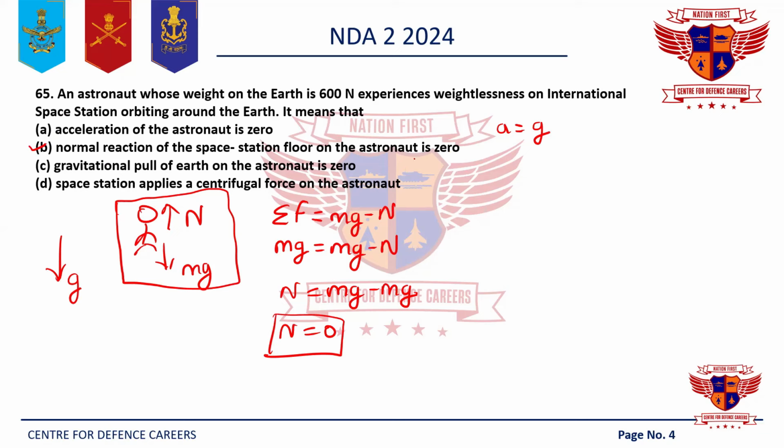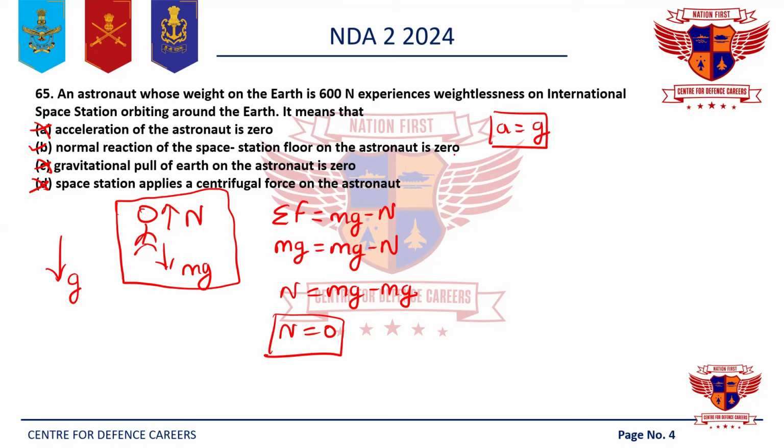Now option C will be wrong because if there is no gravitational pull, then the space station will not be orbiting the Earth. So option C is eliminated. Space station applies centrifugal force. Now, in order to perform orbital motion, we require centripetal and not centrifugal force, so this option is also eliminated. And acceleration of the astronaut is 0, in option A, is also wrong because the acceleration of the astronaut is equal to the acceleration due to gravity.